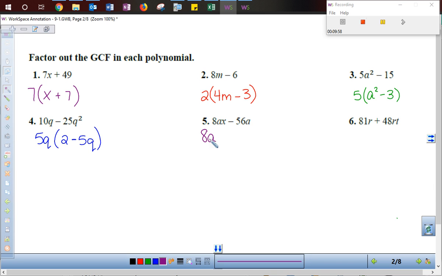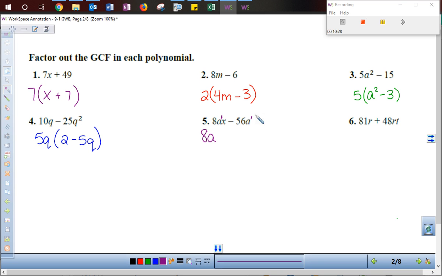Now let's see how many a's I should be able to take out. Remember, you always want to take out the smallest number of exponents. So if you'll notice, my first term, 8ax, has an a to the first power, and my second term has an a to the first power. So I can only take out an a to the first power.